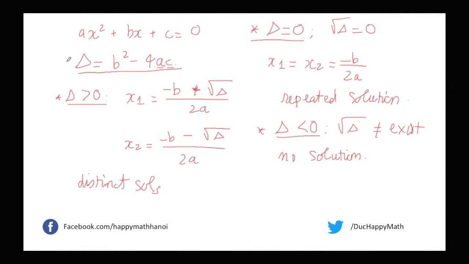you will have the x1 solution and the x2 solution. When delta equals 0, it means the square root of delta equals 0, so you will have a repeated solution. It means you only have one solution. And when delta is less than 0, it means you have no solution. Okay? This is the formula. After that, we will apply the formula to each exercise.